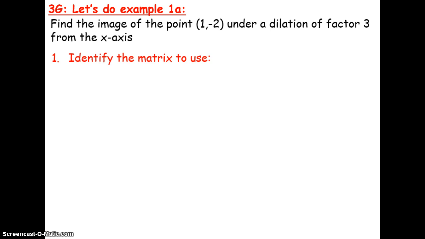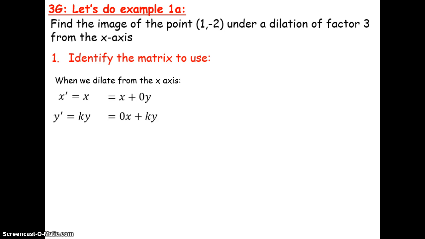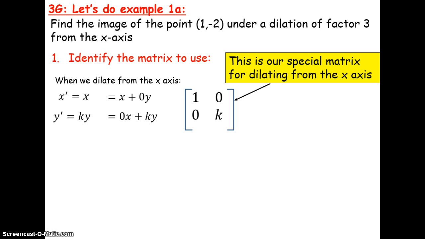We want to identify the matrix to use. So we're doing a dilation by a factor of 3 from the x-axis. We're going to affect the y values. When we dilate from the x-axis, we think, well, the x image will just be x as it was before. The y image will be ky. We write the equations, x is 1, 0y, and at the bottom 0x plus ky. And we make a matrix 1, 0, 0, k. And we know that's the special matrix for dilating from the x-axis. Once you get the hang of it, you can just use it from your formula reference or whatever. But you do want to know how it works.